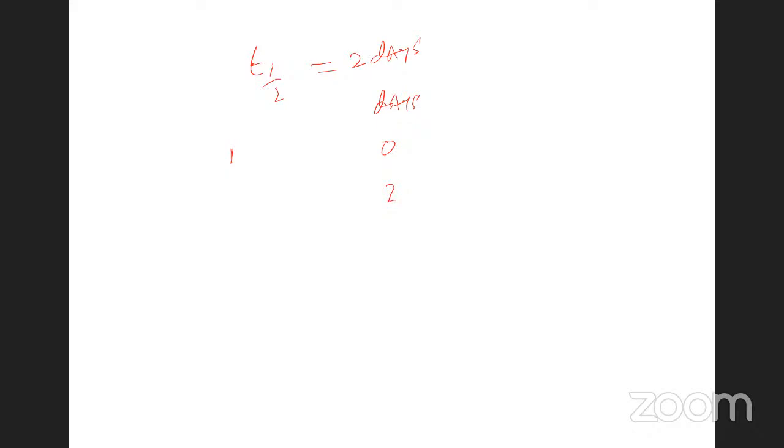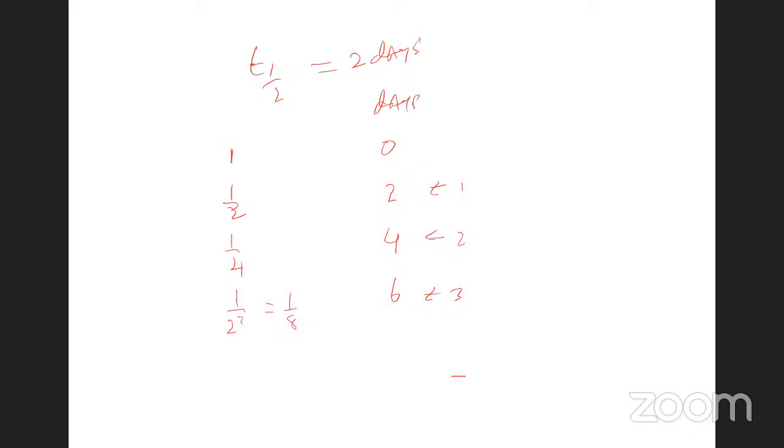The original present right now is 1. Half of 1 is a half. After 2 more days, how much will it be? It will be half of a half, which is 1/4. After 2 more days, that's 6 days. After 3 half-lives, here's 1 half-life, here's 2, here's 3, it will be 1 over 2 to the 3, or 1/8.